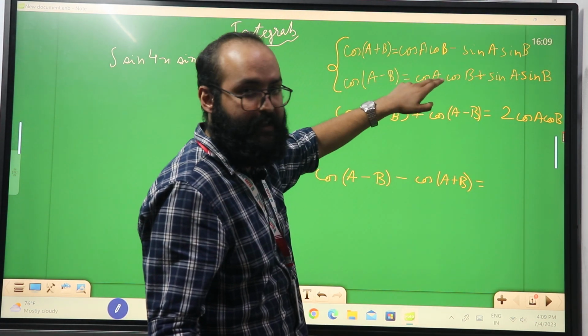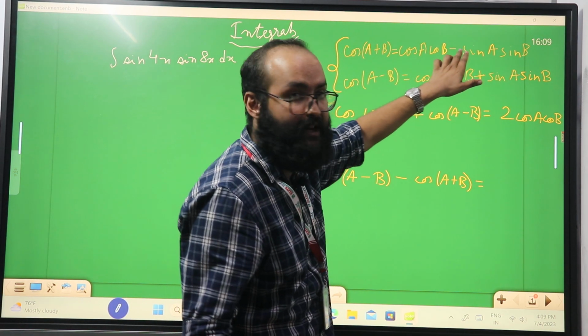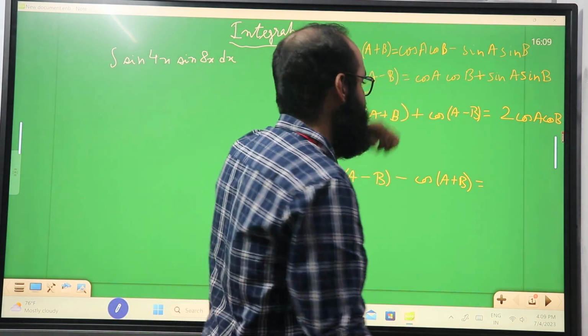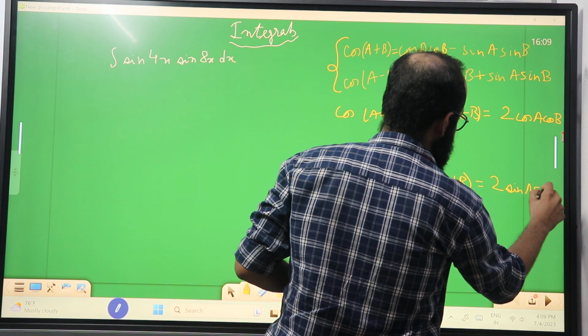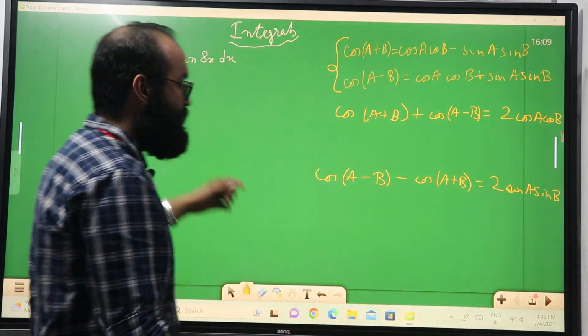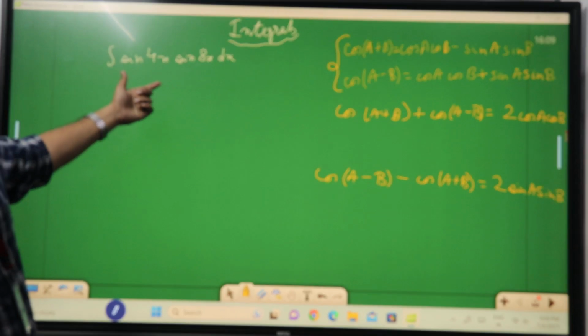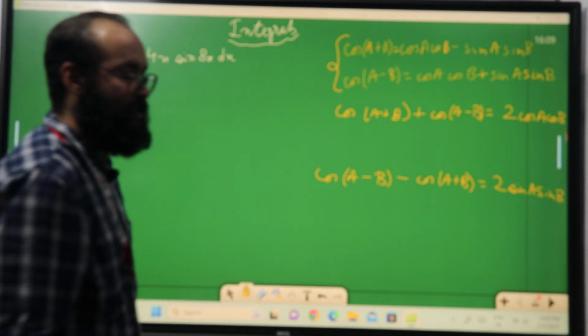Cos A cos B minus cos A cos B cancel. And sin A sin B minus minus plus sin A sin B. What do you get? 2 sin A sin B, isn't it? So we get 2 sin A sin B. And here in our integral we need integration of sin A sin B. What is sin A sin B then from here?